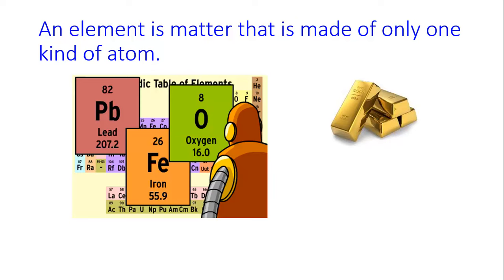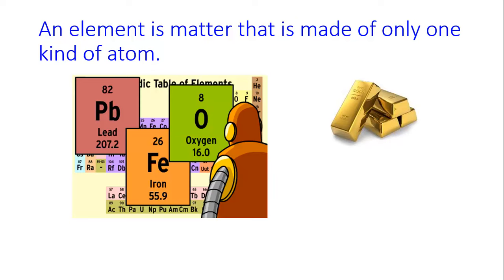Let's say we're looking at the square for oxygen. The number above the O is 8, which is its atomic number. It tells us that there are 8 protons. The number at the bottom is the number of protons plus the number of neutrons. It's called the atomic weight.